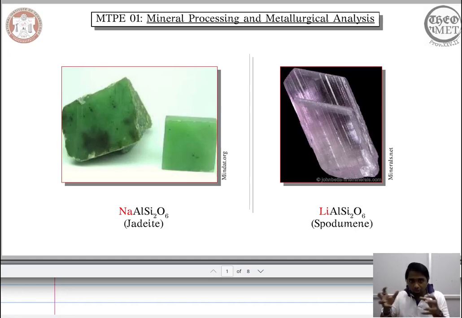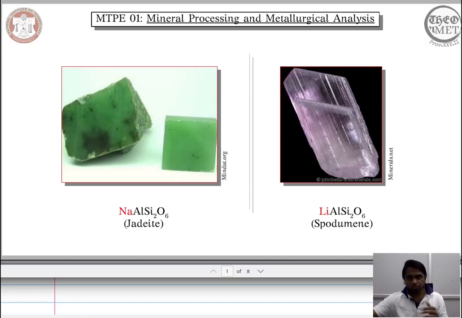Even though two minerals might have similar formulae, it does not mean that they have similar ions present in them. So here we have iodide and pseudomine. These have similar formulae, but the sodium in iodide is replaced by lithium in pseudomine. This difference is reflected in the visual appearance that each of these minerals render. So one is green, the other comes with a pink shade.